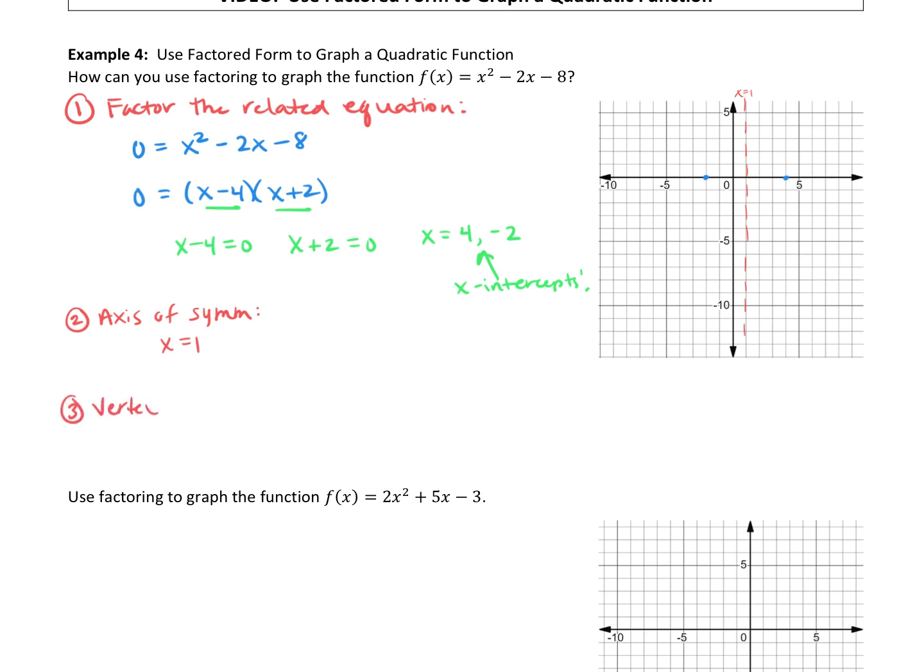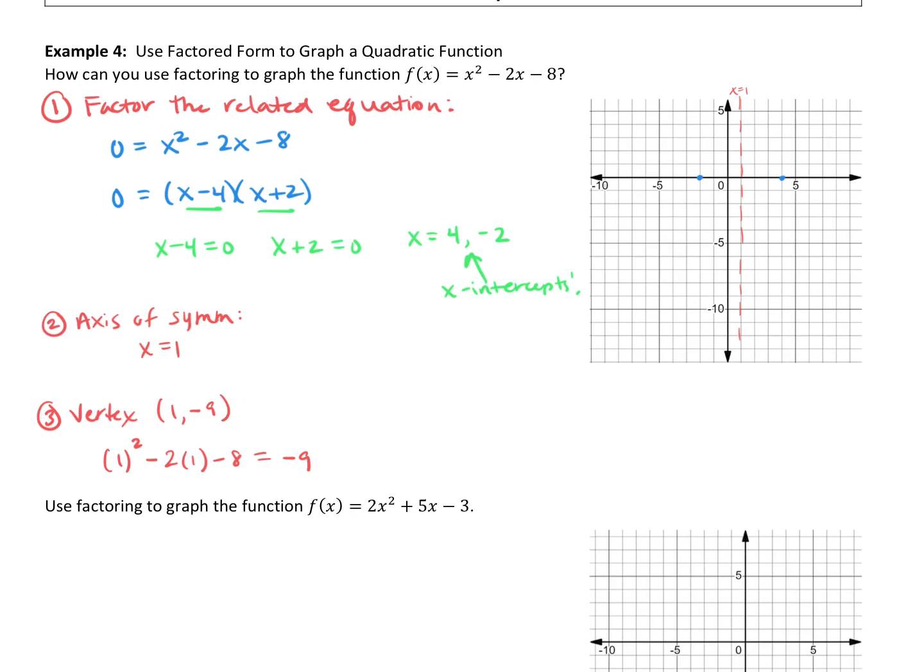Step 3 is going to be to find the vertex. So let's remember, if you know the axis of symmetry, you know half of your vertex. So we already know the x value of our vertex. All we're going to do is plug that into the original equation. We're going to plug a 1 in for all of the x's. So we have 1 squared minus 2 times 1 minus 8. Plug that into your calculator exactly as we wrote it with the parentheses, and we get a negative 9. So then we go back to our graph and we can plot our vertex at 1, negative 9.